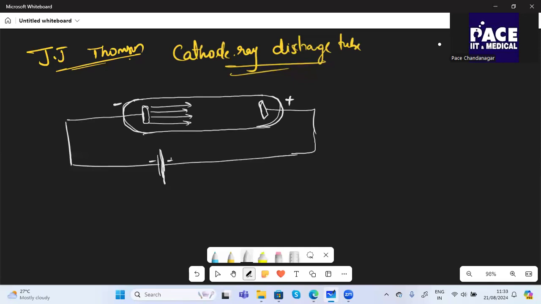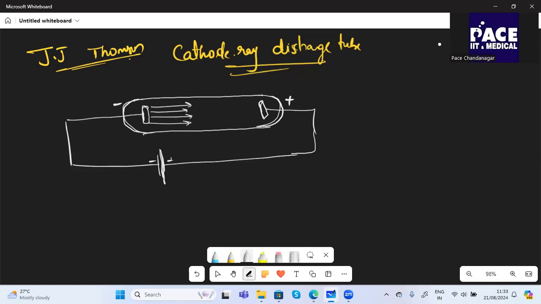Now, we have something called a cathode ray discharge tube. Here is your discharge tube. Please excuse me for my drawings, I'm not so good at it. Please open up your textbooks in case you're not good with this. Yes, in your textbooks, you can just go through it.